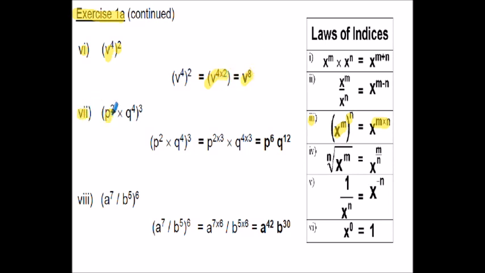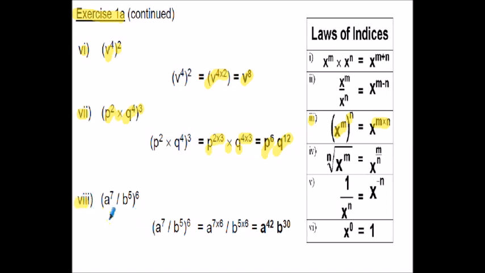Part 7, we've got p squared multiplied by q to the 4 inside a bracket, and the bracket's raised to the power of 3. Now we look for simplification inside the bracket, but that's not possible here because they're different bases, the p and the q are different bases, so all we can do is apply the third law and raise each of the terms to the power of 3. So we'll end up with p to the power of 2 times 3 multiplied by q to the power of 4 times 3. Simplifies to p to the 6, q to the 12.